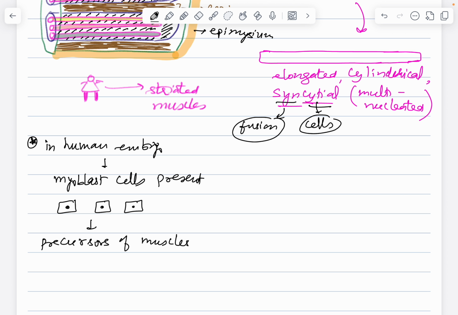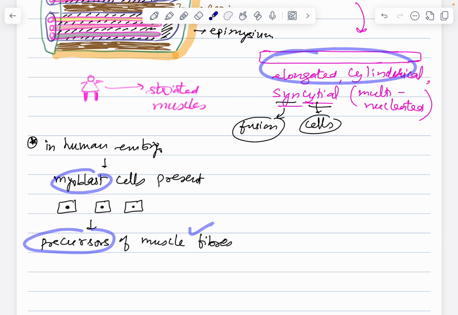Myoblast cells are the precursors of the muscle fibers. If you can recall, there's a similar term that you have studied in connective tissue, osteoblast, the cells in the bones that give rise to new bone material. Similarly, chondroblast, the cells that give rise to new cartilage material. So here's myoblast, the cells which are precursors of the future muscle fibers.